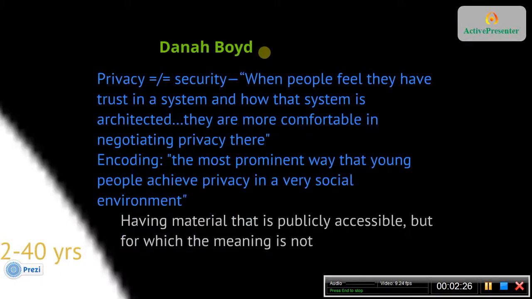Dana Boyd was the main proponent of privacy versus security. Basically, one of her statements was that when people feel that they have trust in a system and how that system is architected, they are more comfortable negotiating their privacy there.